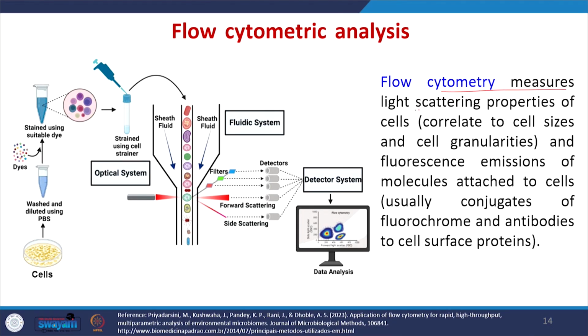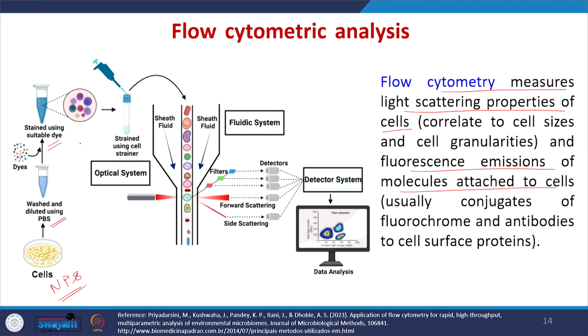Let us see how we can quantify the apoptosis using flow cytometry. Flow cytometry measures the light scattering properties of cells and fluorescent emissions of molecules attached to cells. Here, once the cells are treated with the nanoparticles, then cells can be dissociated, washed and diluted using PBS, that is phosphate buffered saline. Then you can stain the cells with a suitable dye.